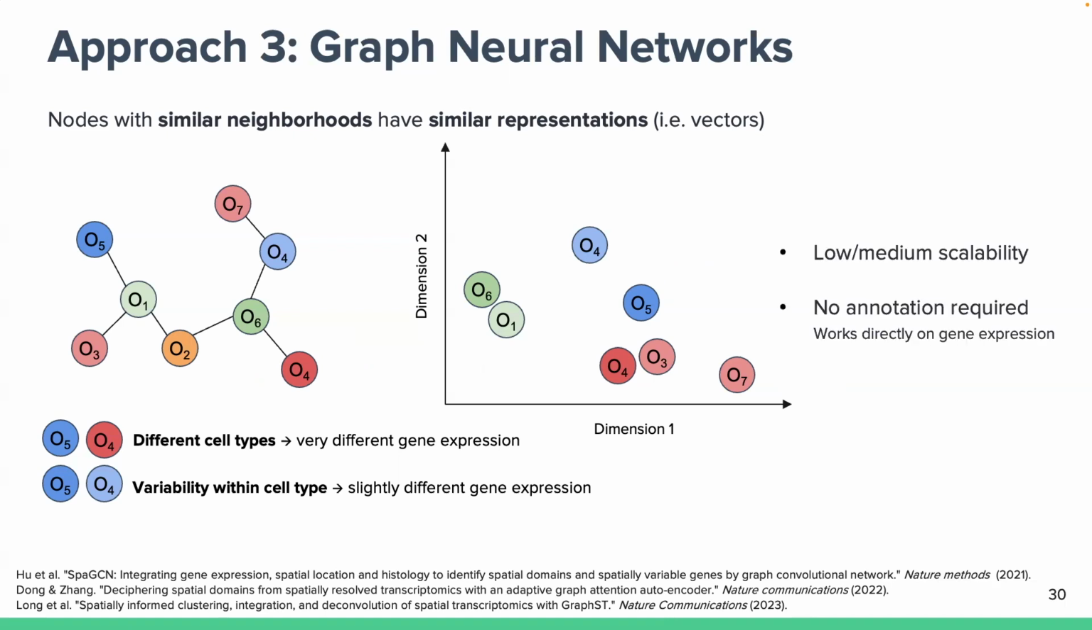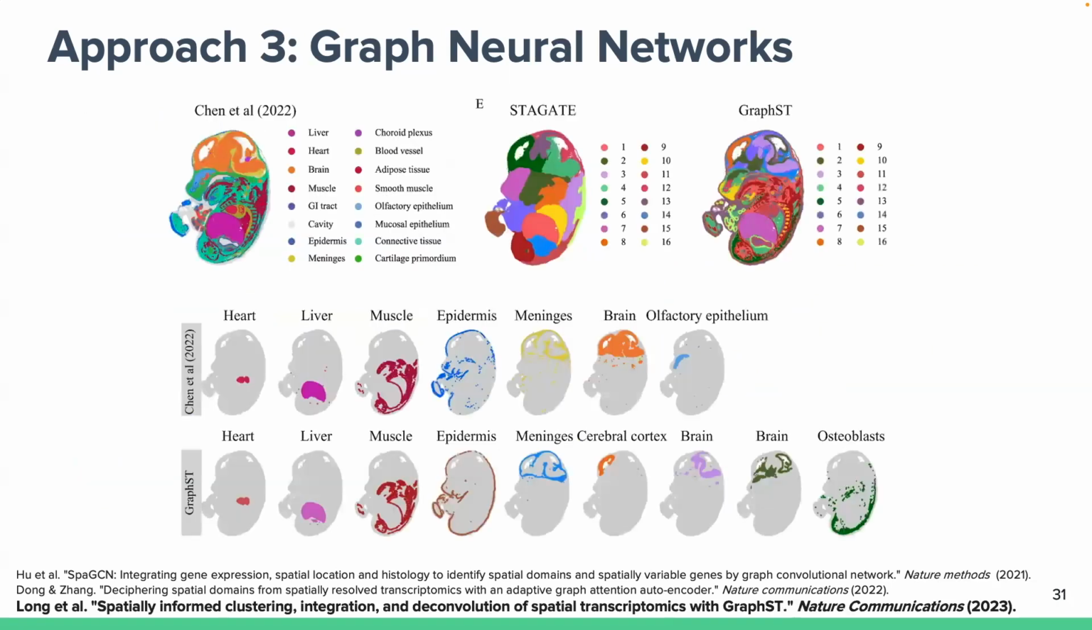And so also these type of approaches don't require annotations, work directly on gene expression, and based on the implementation, they tend to have low to medium scalability. Some notable mentions are Stargate and GraphST, which are widely used.